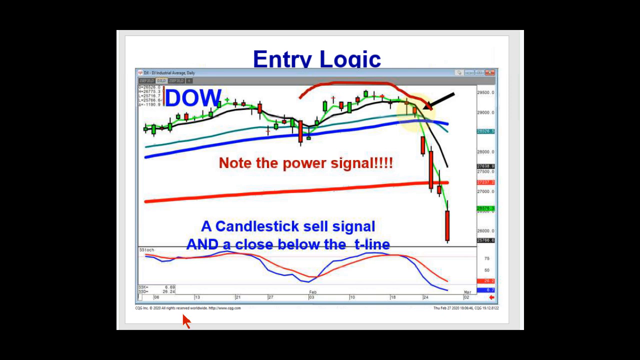So this is the one thing I always want to stress. As soon as you're below the T-line, the probabilities are extremely strong that there's been a reversal. And I will use the words extremely strong. I want to stress that extremely strong means the probabilities are dramatically changed once you close below the T-line.